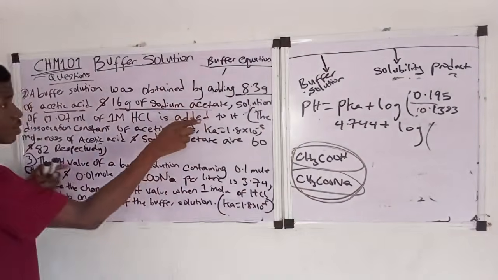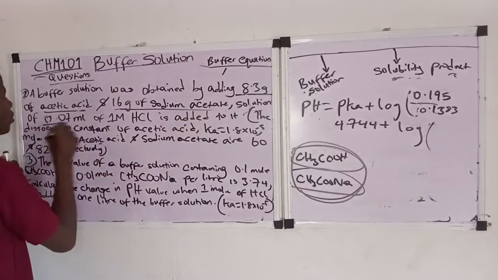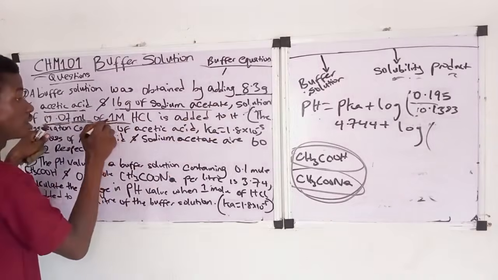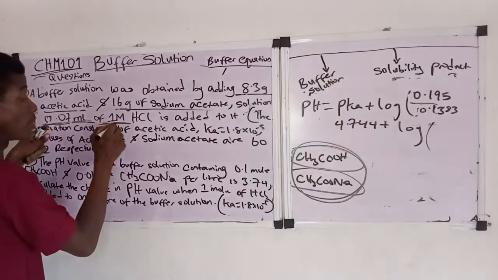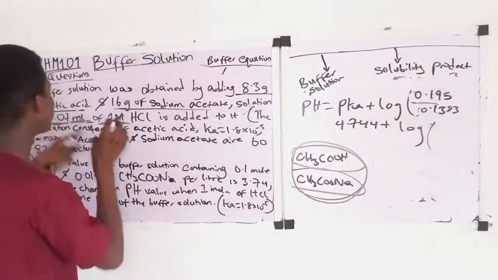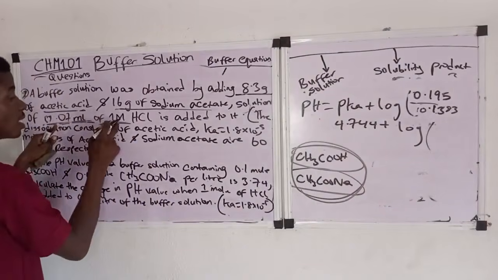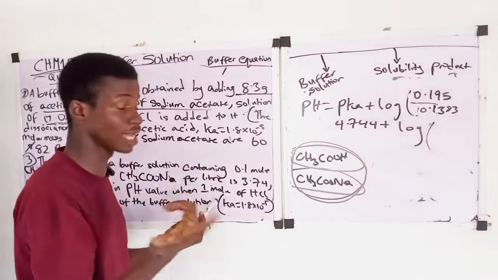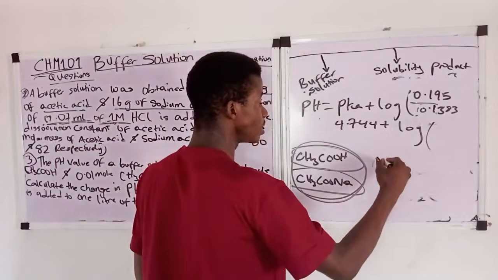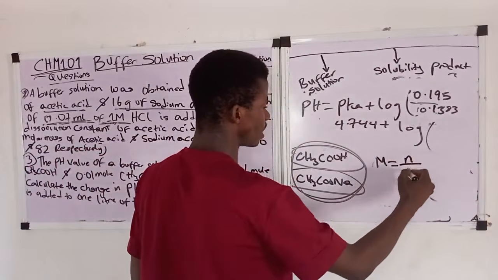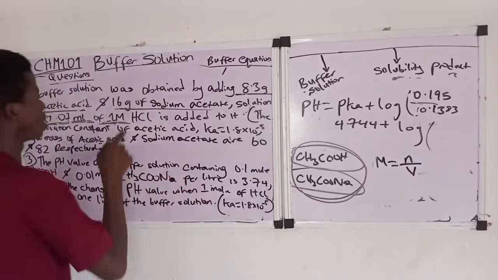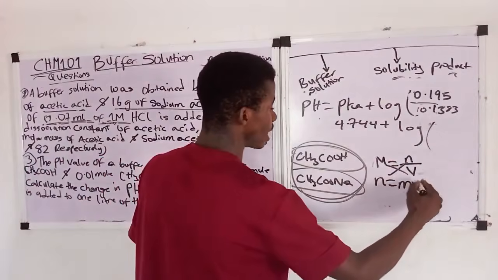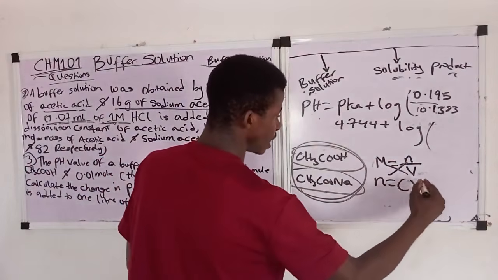Since they add acid to the buffer solution, if you look at the question very well, it says a solution of 0.07 ml. This is the volume of 1 molar concentration. This is molarity, or you can simply say concentration. So we want to use these two, volume and molarity, to look for the mole of hydrochloric acid. Remember, molarity equals number of moles of solute divided by the volume of the solution. So we're looking for N. If we cross multiply, N equals molarity times volume, or you can also say C times V. They are the same thing.